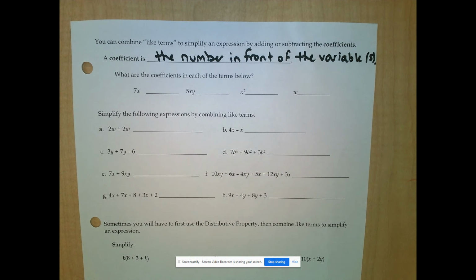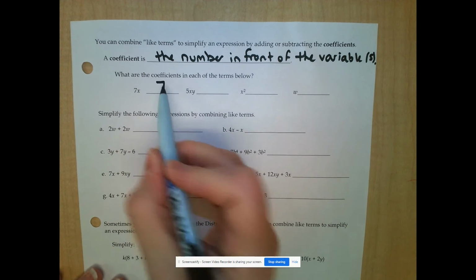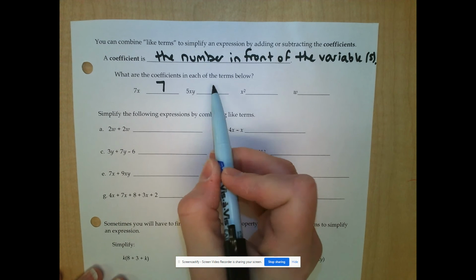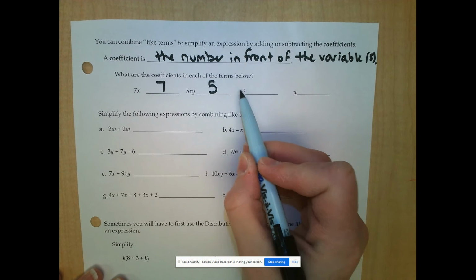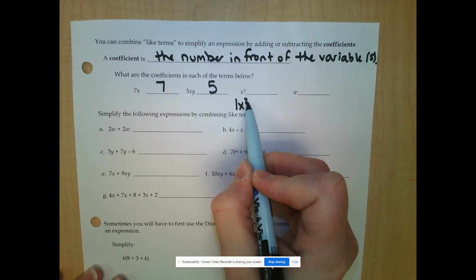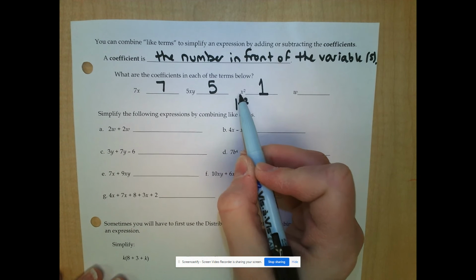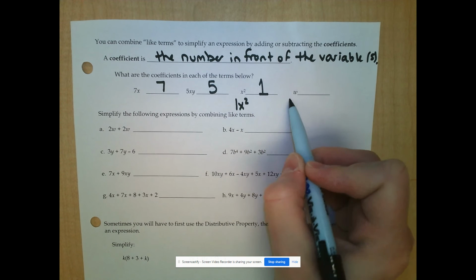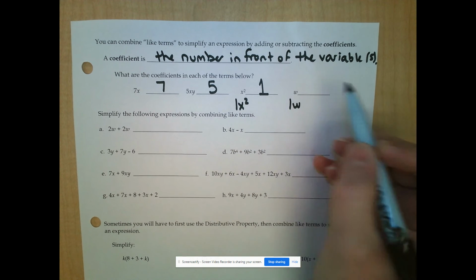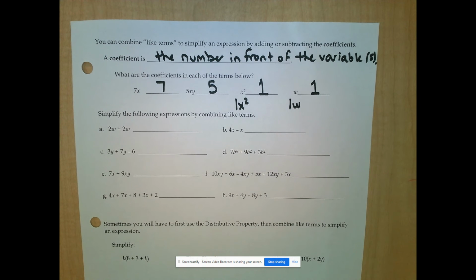So what are the coefficients in each of the terms below? So 7x, the number in front of the variable, the coefficient is 7. 5xy, the number in front of the variables, is 5. X squared, anytime you don't have a number in front, that's because you only have one of it. And we don't write the one, we just write x squared, but that still is a coefficient of 1. And w, same idea. There is no number in front of the w, so the coefficient is 1.